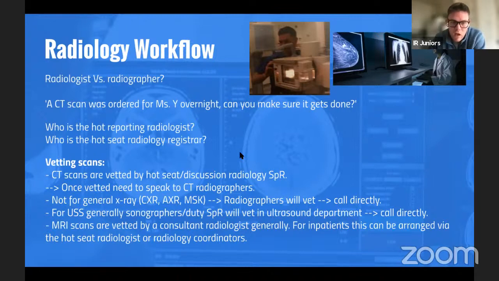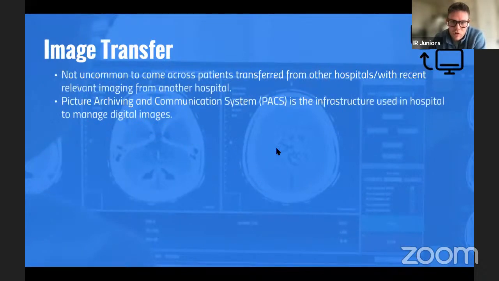Sorry, at the start of this introduction, I didn't mention that I was previously a radiographer. So that is why the logistical side of the radiology department was something I had a bit of an insight into before starting medicine. So, image transfer, this is something we were just asked to pop in as well. Another logistical point that you may not think about much before you're actually on the job. It's not uncommon to have a patient transferred from one hospital to another, particularly if you're working at a tertiary center, which you may be in the next 2 years.